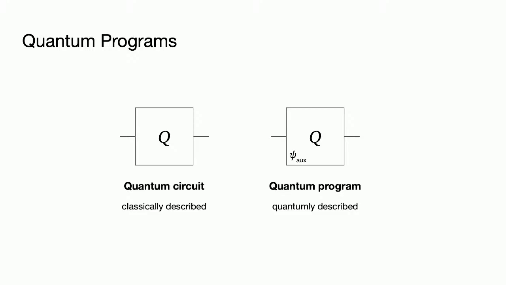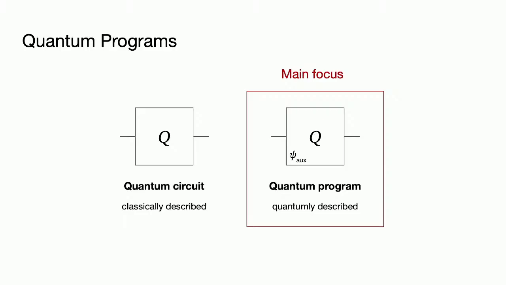But one caveat about using such a program is that the auxiliary quantum state might be ruined after a single evaluation. So quantum programs may not allow multiple evaluations in general. But in most applications, it's preferable to have a reusable program. So by default, we will be considering quantum programs that are reusable. And today, I will focus on quantum programs with auxiliary state. Throughout the talk, I will use quantum circuit to refer to a circuit and quantum program to refer to a circuit with a state.